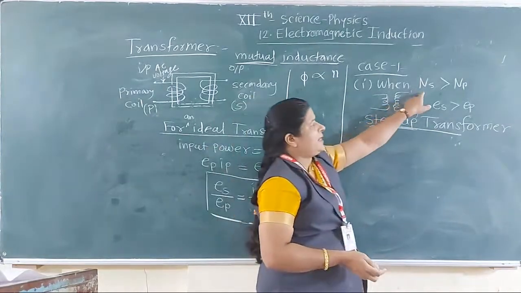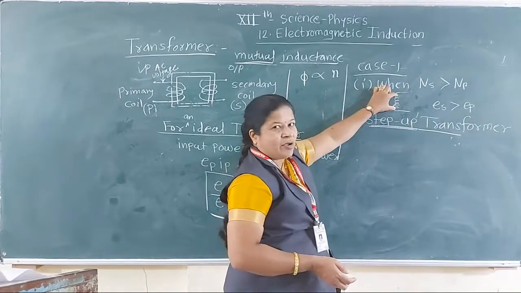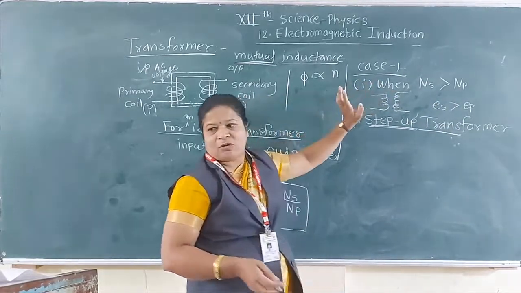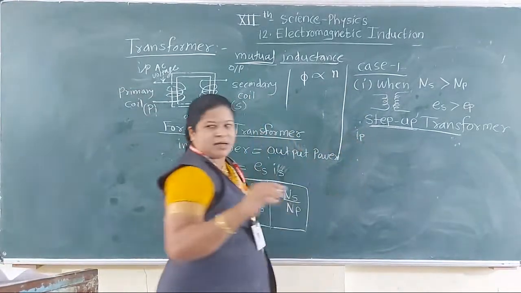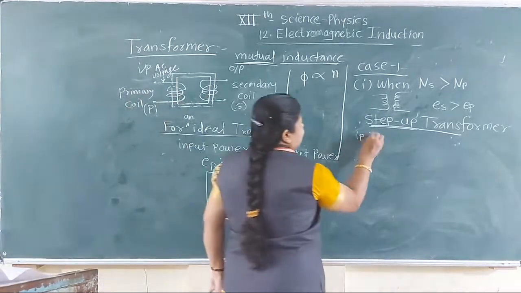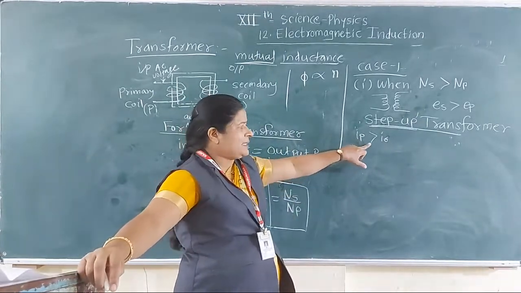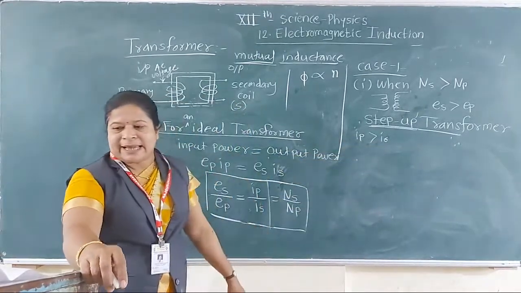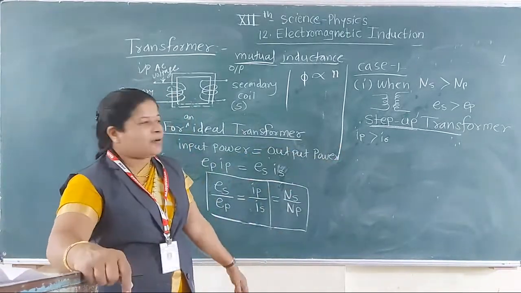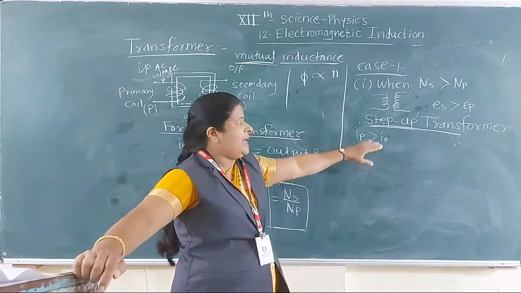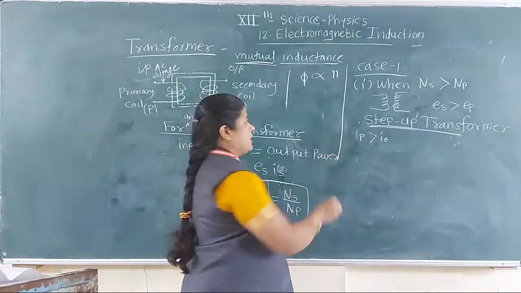In a transformer when Ns is greater than Np, the number of turns of the secondary coil is greater than the number of turns of the primary coil. In that case, Ip, the current flowing in the primary coil, is greater than Is, the current flowing in the secondary coil. This type of transformer we call a step-up transformer.